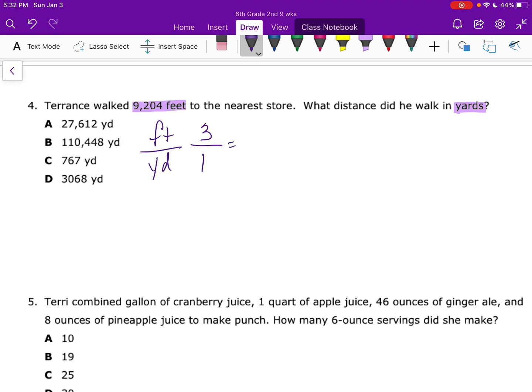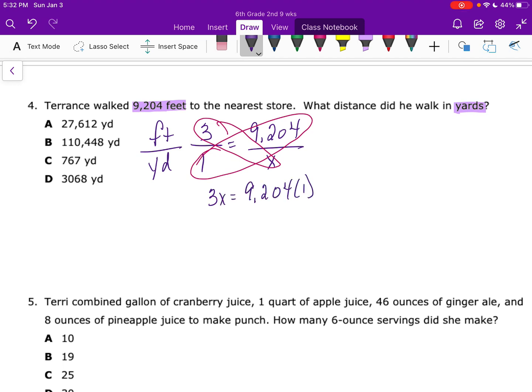And then where does the 9,204 go? Yep, it's feet, so it goes at the top with the feet, and I don't know how many yards that is. Okay, so let's cross multiply. So 3x is going to equal 9,204 times 1. So 3x, 9,204 times 1 is just 9,204. So 3 times something gives me 9,204. I don't know what it is, so I'm going to divide.